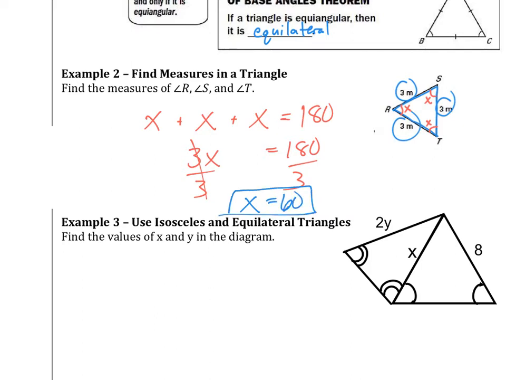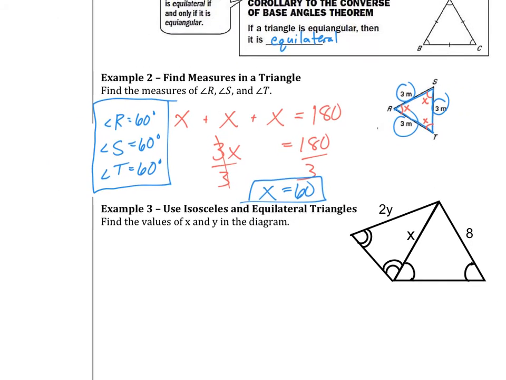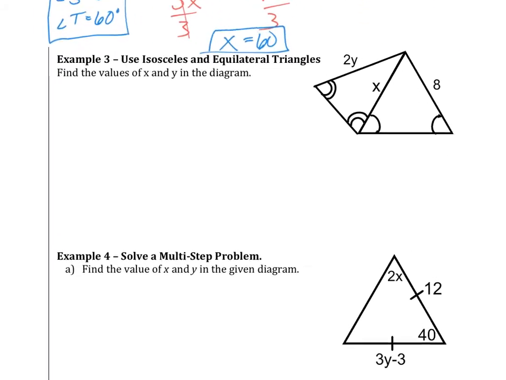So if X is 60, that means angle R equals 60 degrees, angle S equals 60 degrees, and angle T equals 60 degrees. So angle R, angle S, and angle T are all 60 degrees. And 60 plus 60 plus 60 is 180. So that's why that works out.